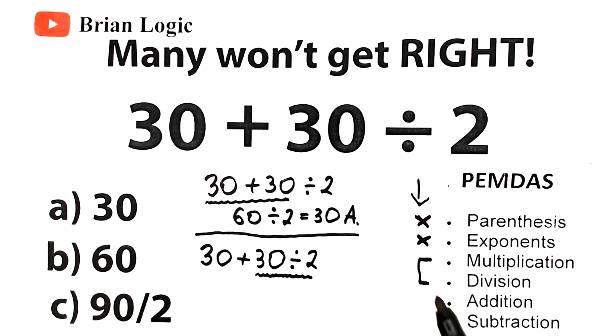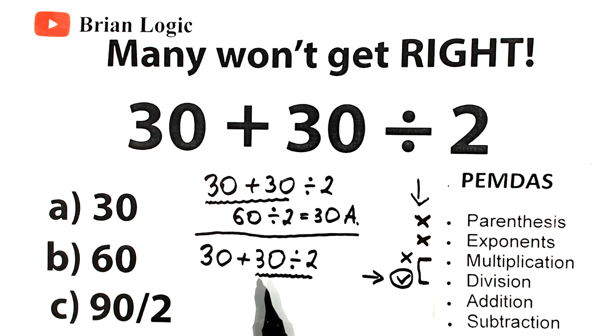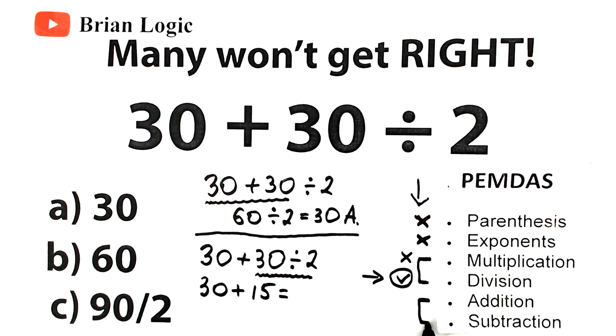Okay, let's do this. Here we have a division part, and we don't have a multiplication part, so let's start from the division. We don't have multiplication, exponents, or parentheses, so let's divide first. 30 divided by 2 is equal to 15. So 30 plus 15 equals, and it's our last step. Here we have the last group, addition and subtraction. We don't have subtraction, but we have addition. This is our last step. If we add it, we have 45.